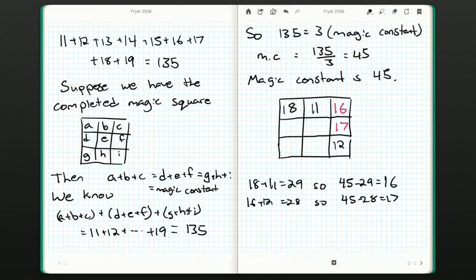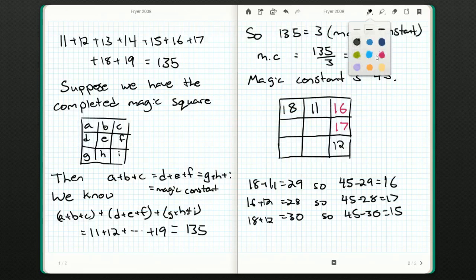Now we're at a bit of a loss. We don't have a row or a column that we can easily add up, but we do have the diagonal. So 18 plus 12, that's 30. So what's that middle square? 45 minus 30, that's 15. So we'll add in our little 15. And then I'll add in the next one while I have the red pen up. It's going to be a 14 down there.